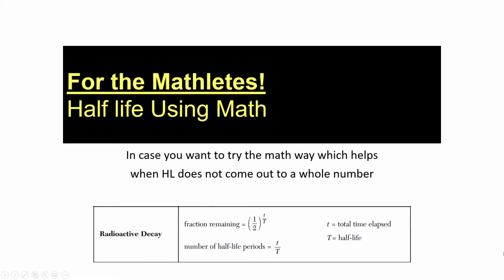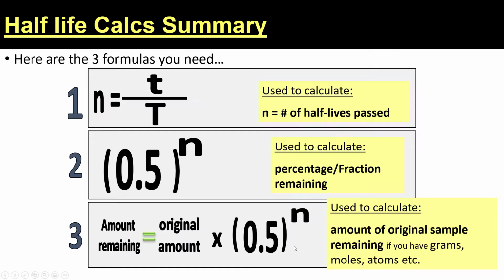So for all the mathletes in the house, here are going to be some mathematical formulas which you can apply when you have half-life questions that give you half-lives that do not come out to a whole number, such as we have seen this entire time. Let's check these out. You'll notice the first formula you already recognize. This is used to calculate the number of half-lives passed. But now here is an alternative formula.